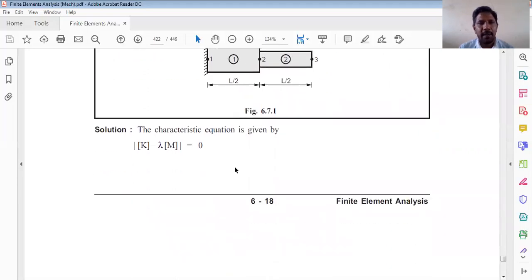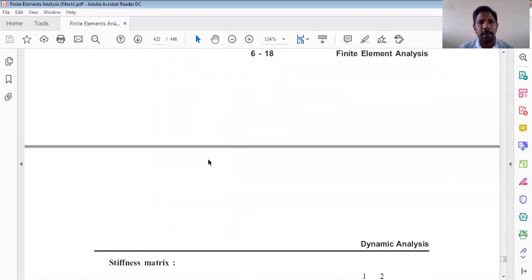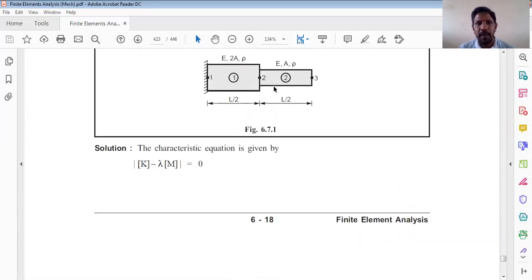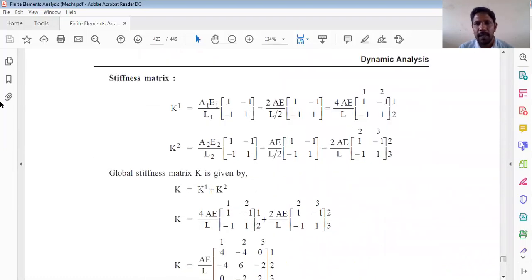So the characteristic equation here is K minus lambda into M is equals to 0. K1 is A1 E1 by L1 in the matrix of 1 minus 1 minus 1 1. We have the area for the first step as 2A, E, L by 2. When you simplify, it is 4AE by L in the matrix of 1 minus 1 minus 1 1. Element 1 is connected between nodes 1 and 2, so it is written over here as 1 2, 1 2. Similarly, for element 2, it comes out to be 2AE by L in the matrix of 1 minus 1 minus 1 1, and it is connected between nodes 2 and 3.